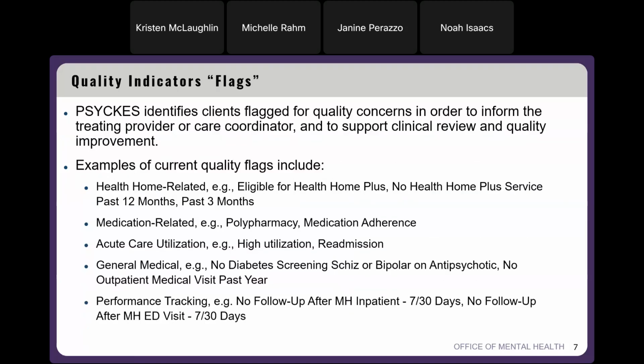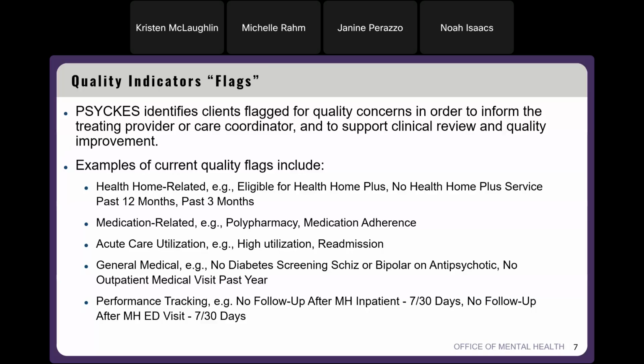All right, now let's talk about the quality flag. OMH has identified a number of health conditions or treatment issues that were deemed important enough that they were worth scrutinizing. So what PSYCKES does is that it tracks these clients who are positive for one or more of these health conditions or treatment issues. That way the provider, the managed care plan, or local county and state government leadership can be made aware and take the necessary steps and maybe develop an intervention. So these flags can assist with supporting clinical review as well as quality improvement.